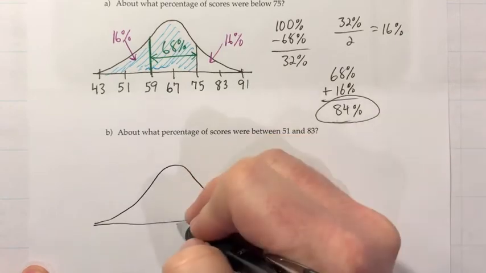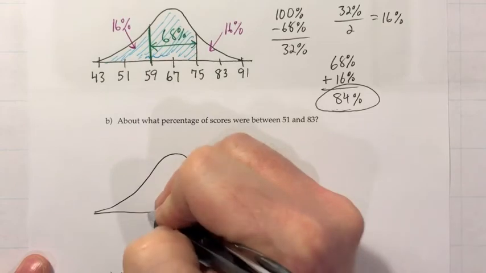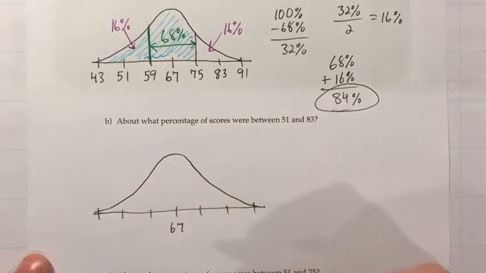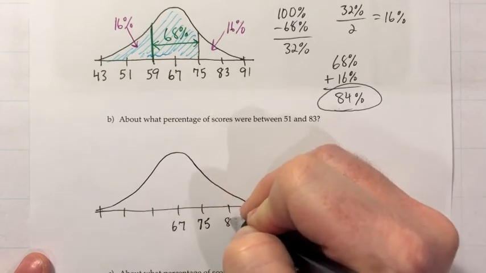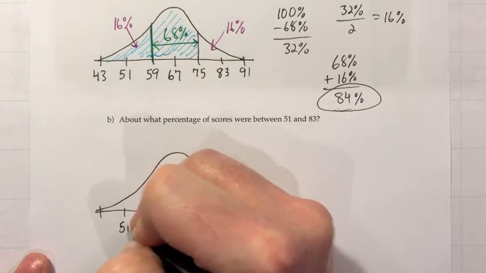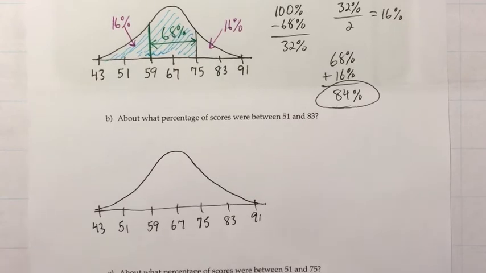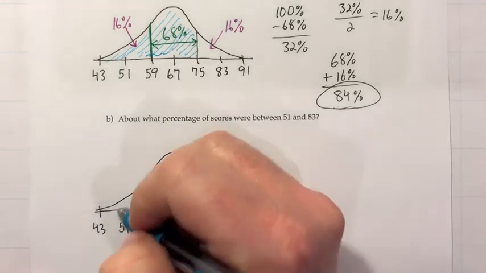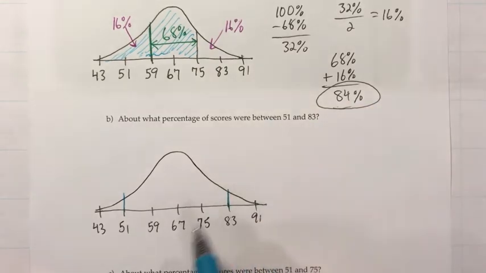So do a decent bell shape, put that 67 in the middle. Think about 1, 2, 3 notches, 1, 2, 3 notches on both sides, and then go and label it just like we did above. So 75, 83, and 91, and on the other side the 59, the 51, and the 43. All right, so there we go. We have a fresh picture. Now let's think about their question. What percentage of the scores were between 51 and 83? Well, the 51 is right here, and the 83 is right there. And here's the key. How many notches to the right? 1, 2. How many notches to the left?